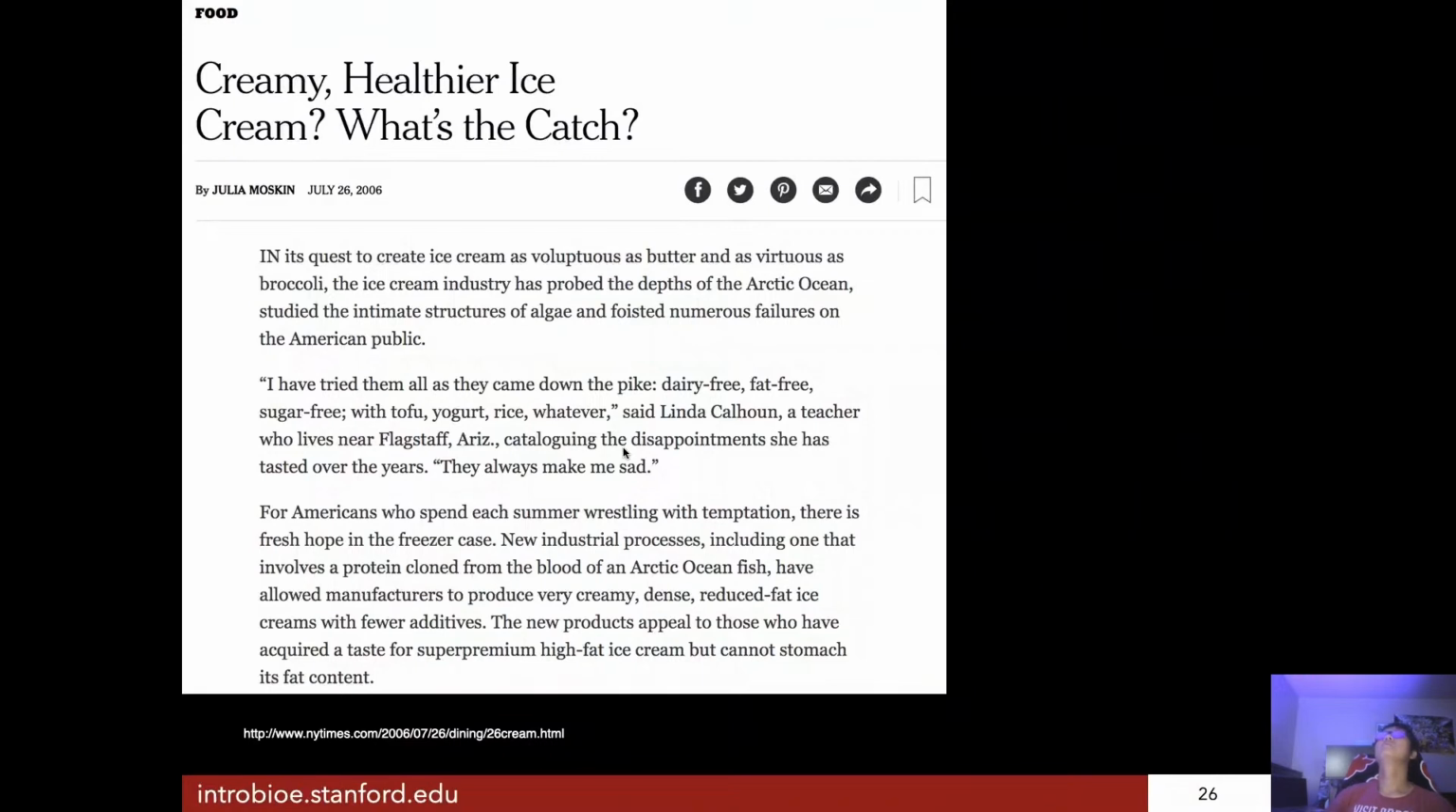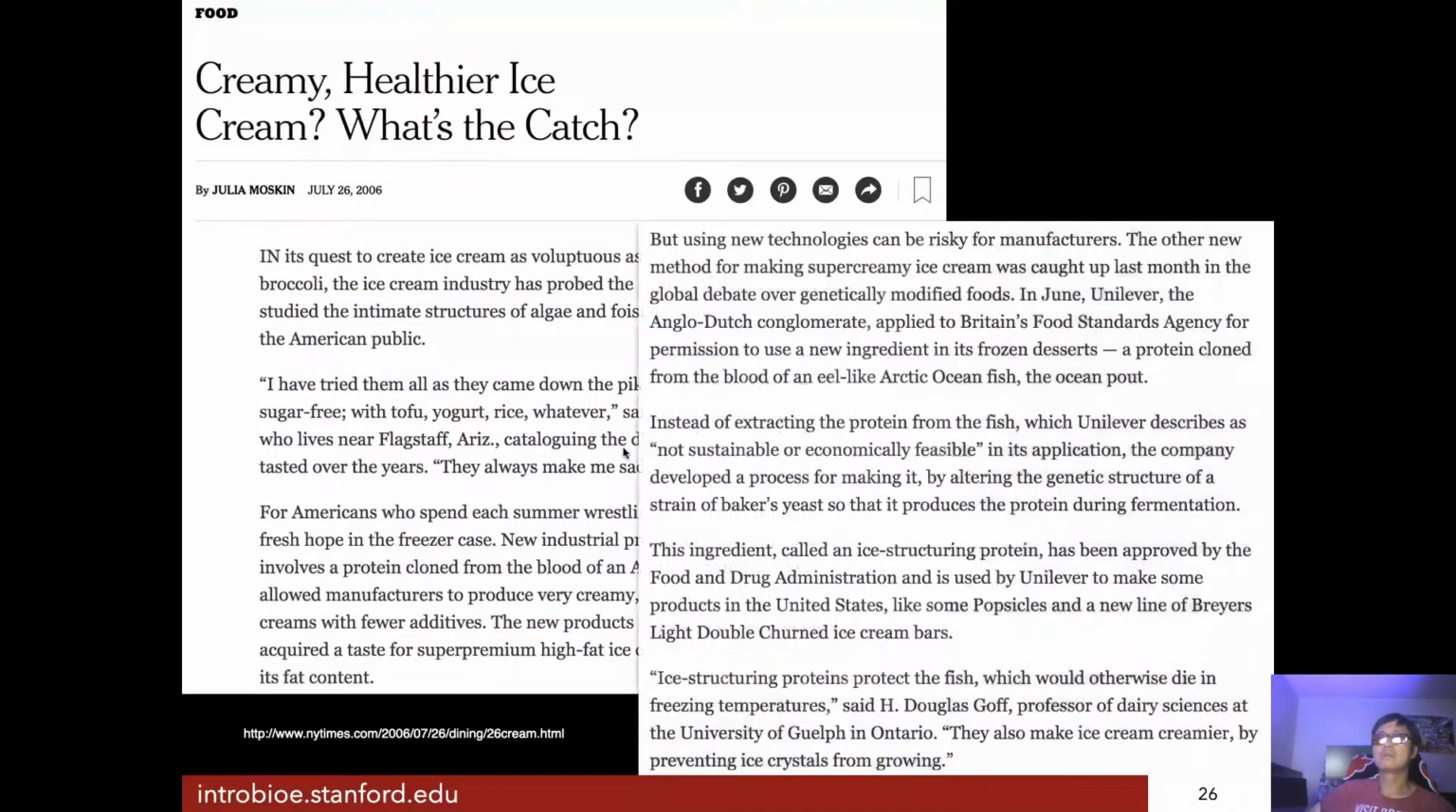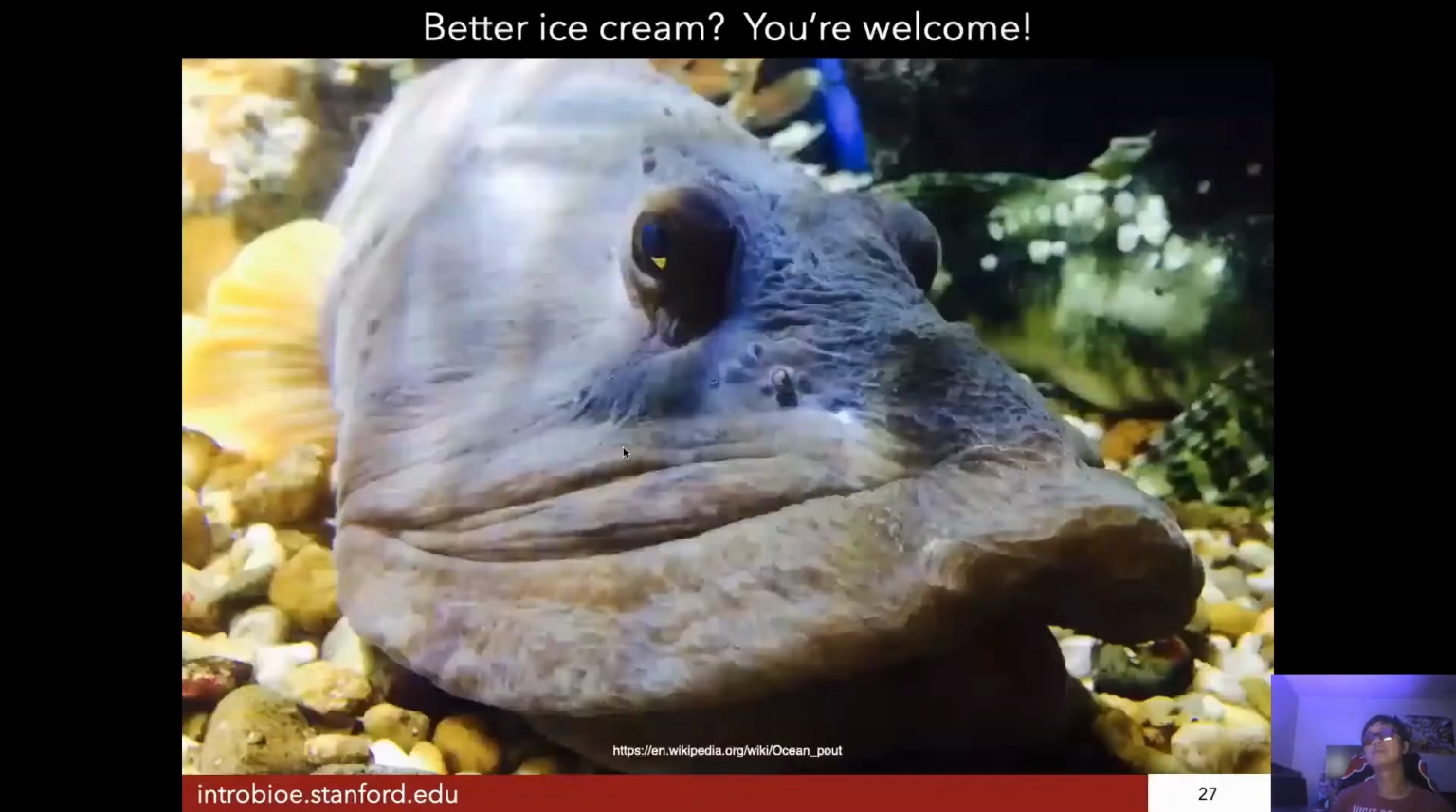That's good ice cream. But it's bad for you if you have heart disease or problems with cholesterol in your blood, perhaps. What if, instead of adding more fat to the ice cream, we just add in some of this fish protein, by doing some bioengineering and making lots of that protein in a fermenter, purifying it, and adding it to the ice cream? And now we have low-fat ice cream that doesn't grow ice crystals in your freezer. No freezer burn. All right, who knew? Better ice cream? You're welcome, says the ocean pout.